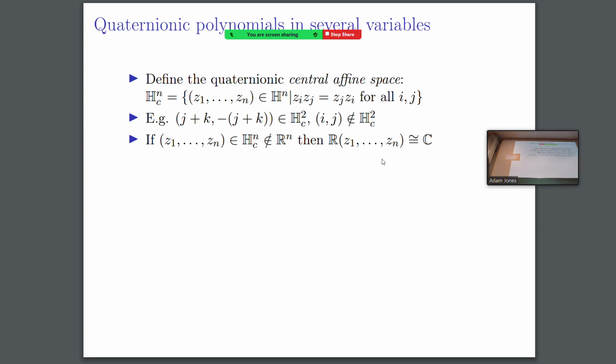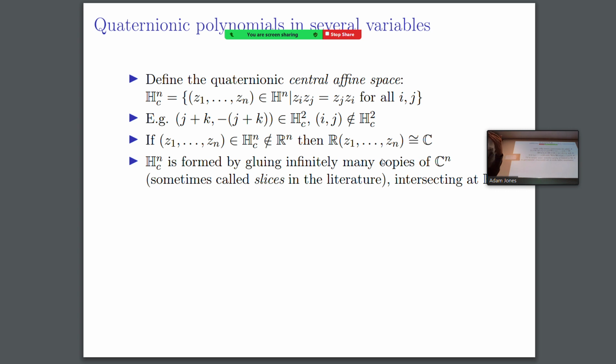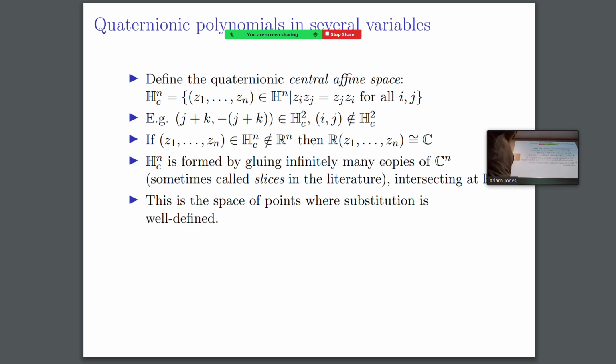And as we have just seen, it immediately follows that if you have a point in the space where everything commutes with everything, then if you look at the field generated by the coordinates, you get some copy of the complex numbers, if it's not all real, inside the quaternions. So topologically speaking, you can think of the central affine space as consisting of uncountably many copies of C to the n all intersecting at R to the n. That's the geometric picture. And this is exactly the space of points where substitution is well defined. You cannot substitute anywhere else.